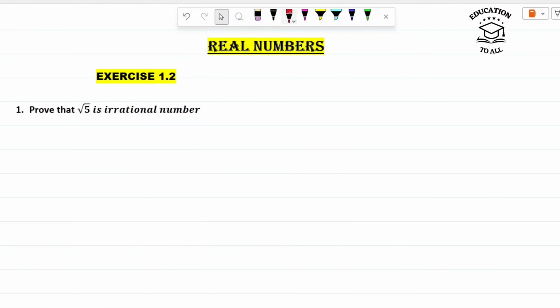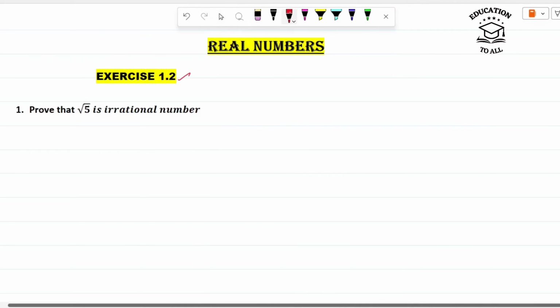Myself, Vinod. Today I am going to explain about real numbers exercise 1.2 question number 1. Prove that root 5 is an irrational number. So this question can be proved by contradiction method. So step by step I will explain. Please concentrate carefully.